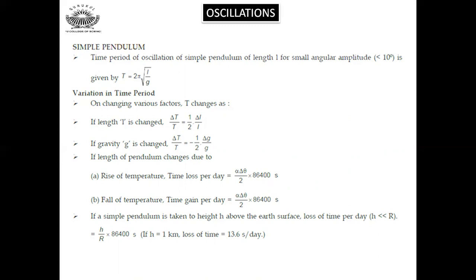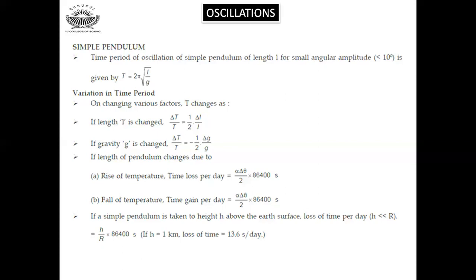If length L is changed, then delta T by T equals to half into delta L by L, because it is a root. So in terms of error, it will be half into delta L by L. If gravity g is changed, then delta T by T equals to minus half delta g by g. If length of pendulum changes due to rise in temperature, then time loss per day will be alpha delta theta divided by 2 into 86,400 seconds, where alpha is the coefficient of linear expansion.